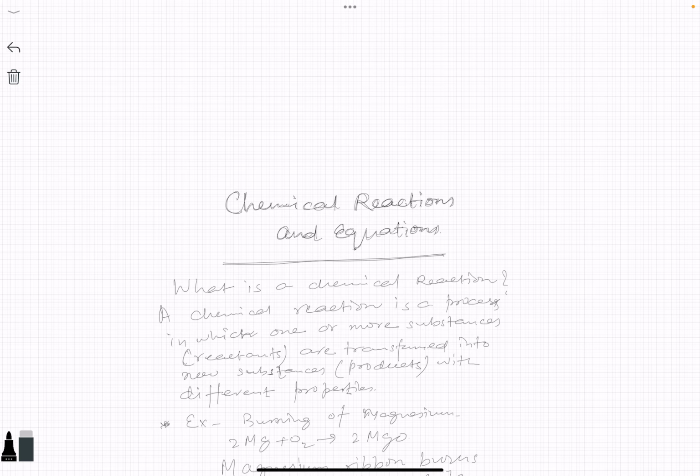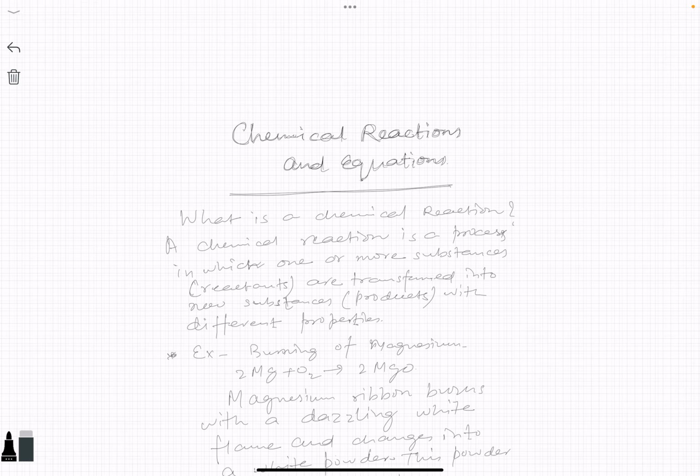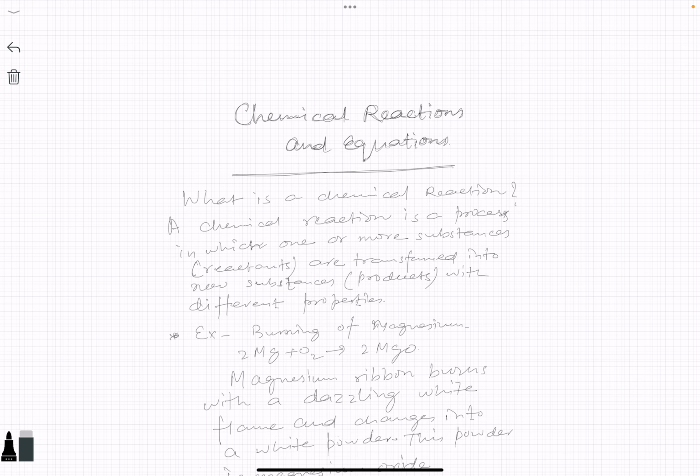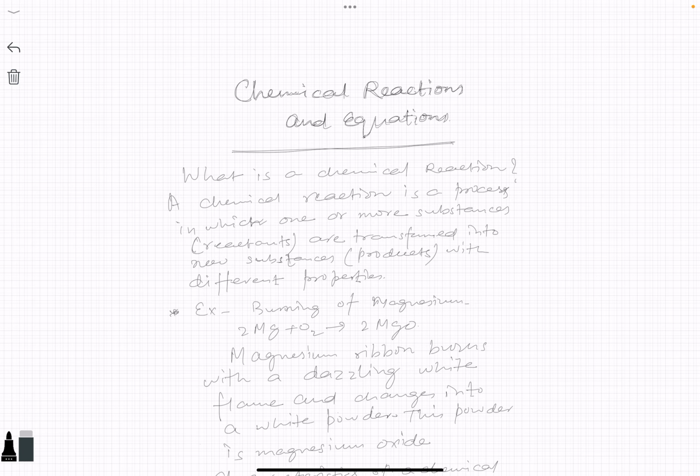a chapter of class 10th science which is very important for board exam. The chapter is chemical reactions and equations. First we will discuss chemical reaction. What is a chemical reaction?